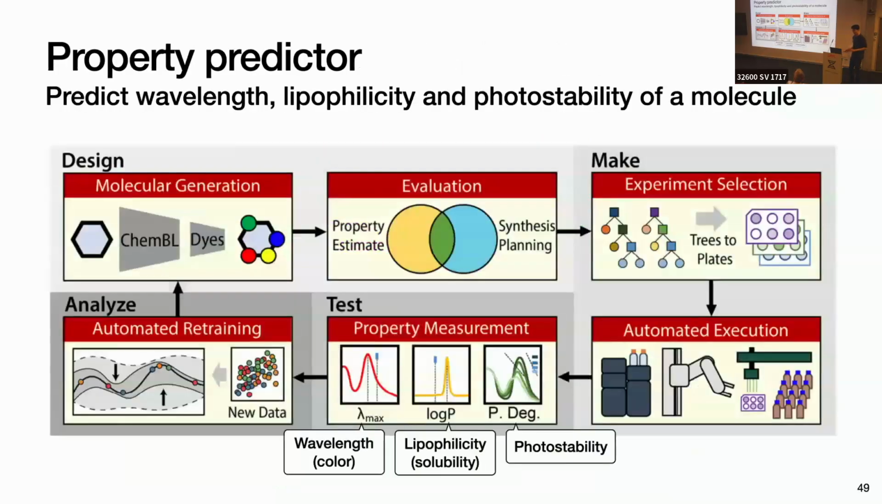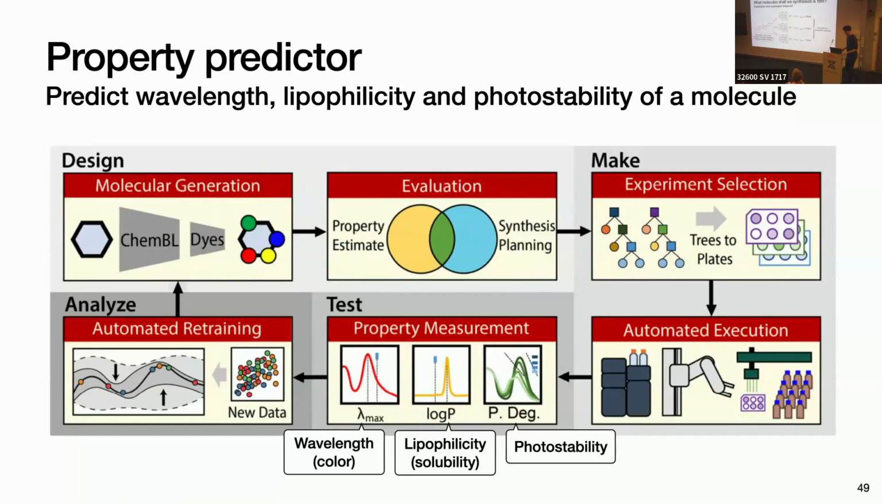In this case, we look at 3 different properties, right? The wavelength, which is the color. We also look at solubility, so we don't want the dye to dissolve when it comes to water. And we also want it to be photostable, so that it doesn't degrade quickly. So we aim to design molecules with these 3 properties in mind.